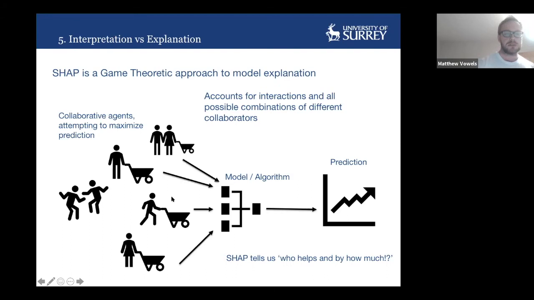And so SHAP takes the perspective that all of these variables are collaborating together in some way to maximize the output. Over here, I've got these two people dancing. That's because presumably they're not useful to the model, so they're not contributing towards useful output. So it takes the perspective that we have collaborative agents trying to maximize prediction, and accounts for all sorts of interactions and different collaborations between these agents. And the SHAP approach tells us who helps and by how much. And this includes, again, the interactions.